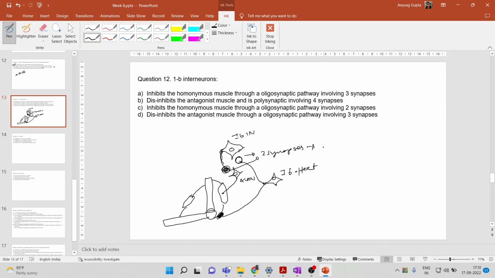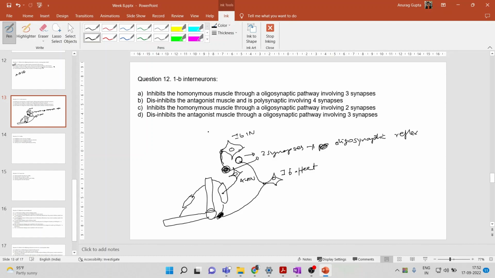So this is an oligosynaptic reflex. Whenever two or three synapses are involved, it's an oligosynaptic reflex, and when it is greater than that, then it's a polysynaptic reflex.